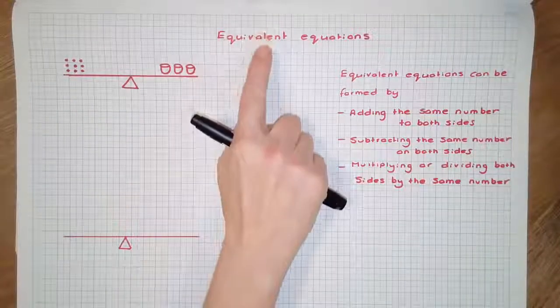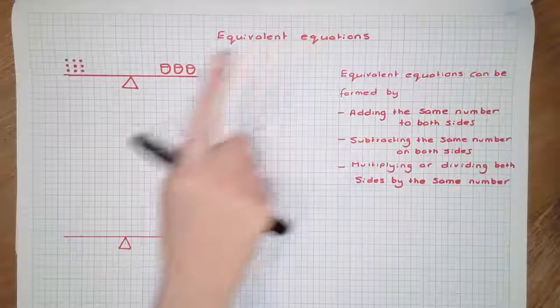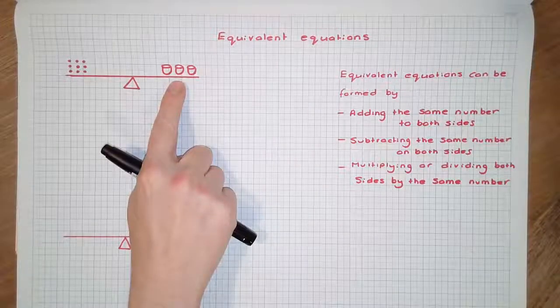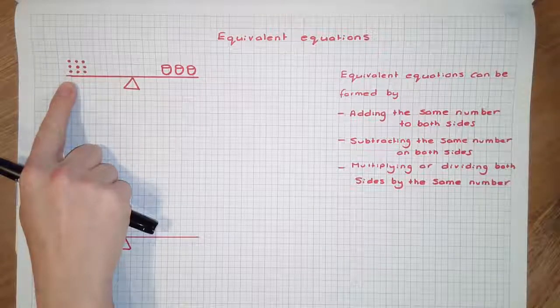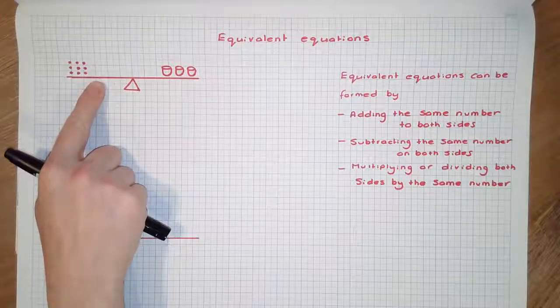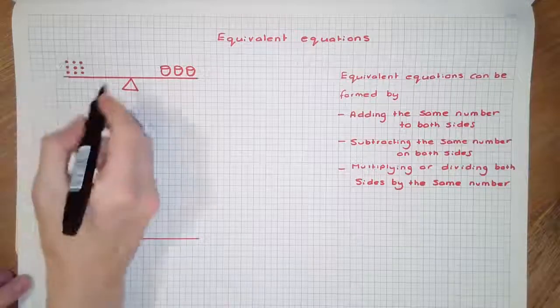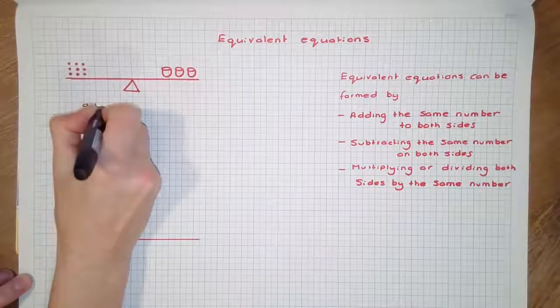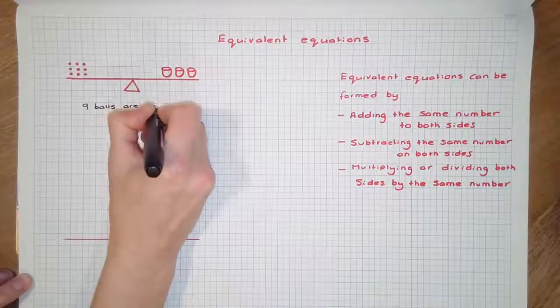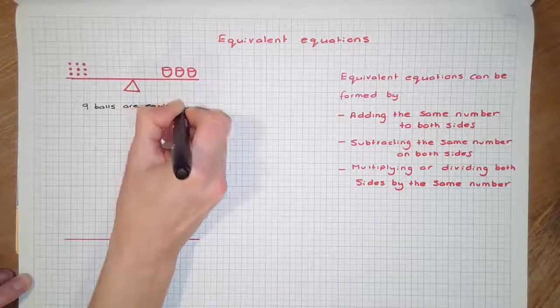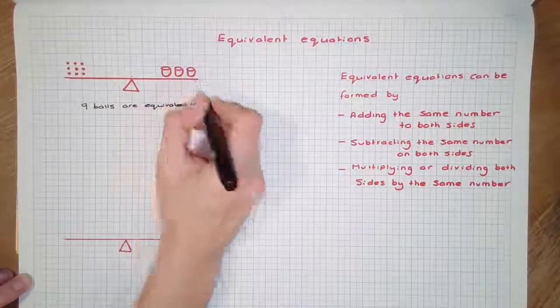In this video, we're going to have a look at equivalent equations. The bags on these scales all weigh the same. The balls on these scales also all weigh the same. We can say that 9 balls are equivalent to 3 bags.